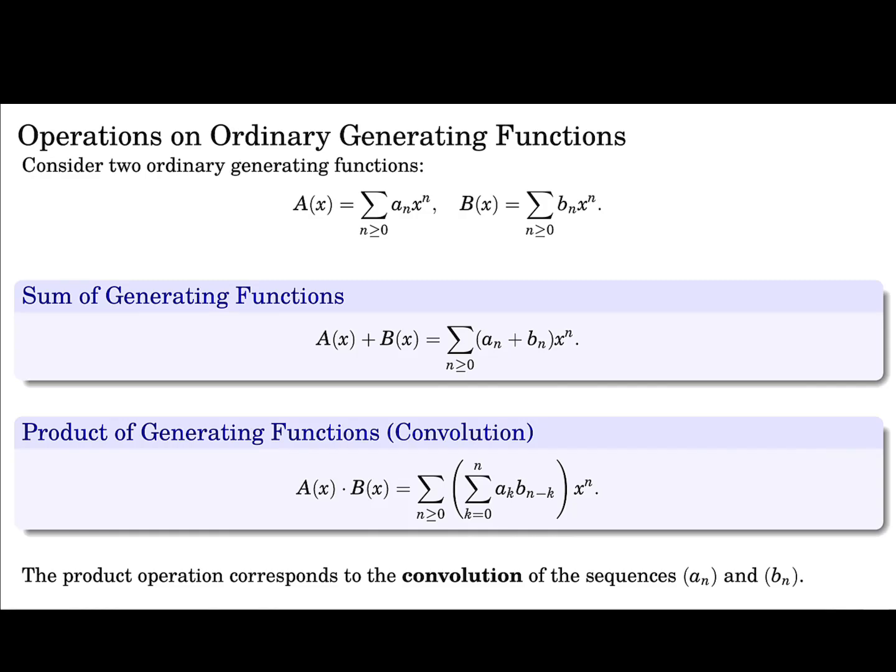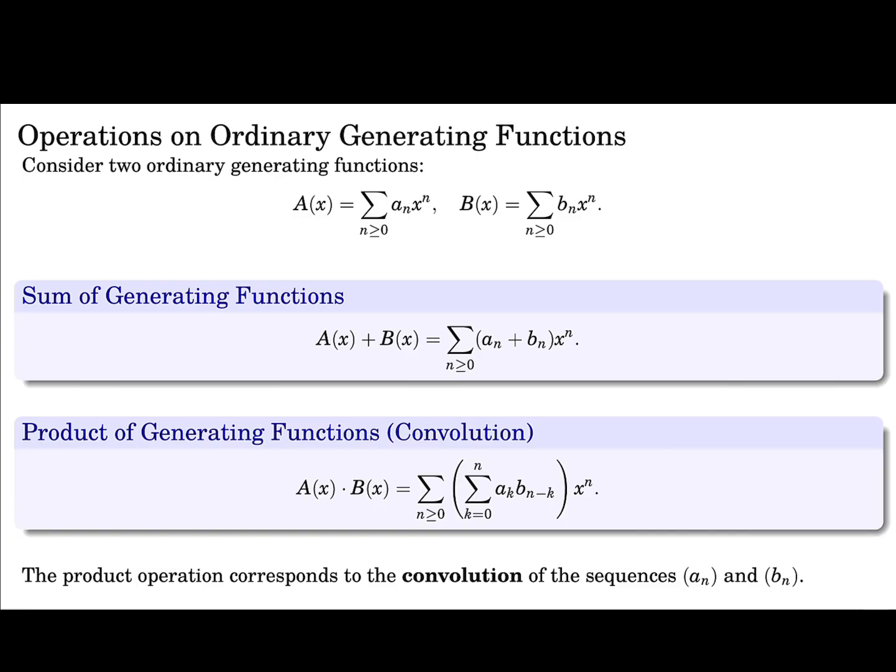Now let's look at some basic operations with generating functions. Suppose we have two ordinary generating functions, a of x and b of x. The first operation we're going to look at is addition. If we add two generating functions, then we simply add the coefficients term by term. That's quite simple. Adding generating functions just corresponds to addition of sequences.